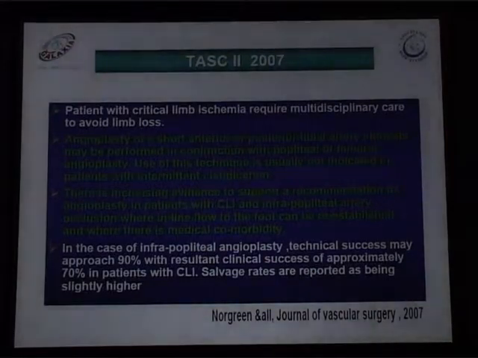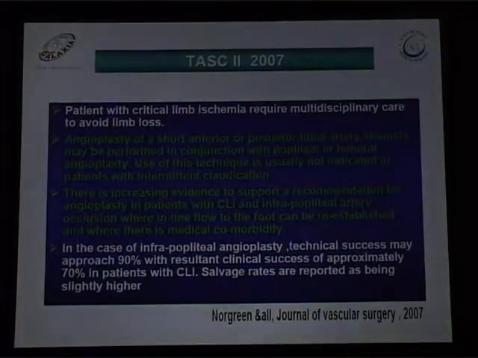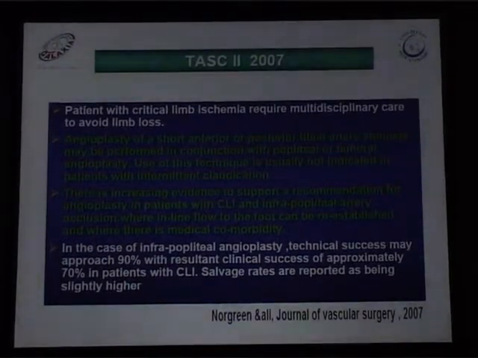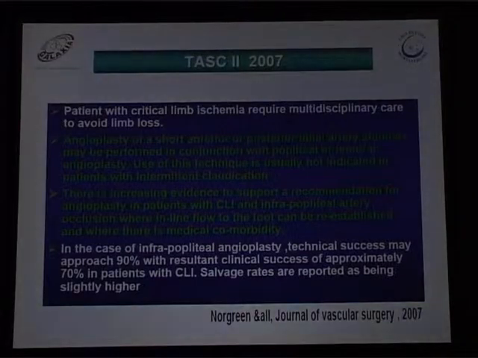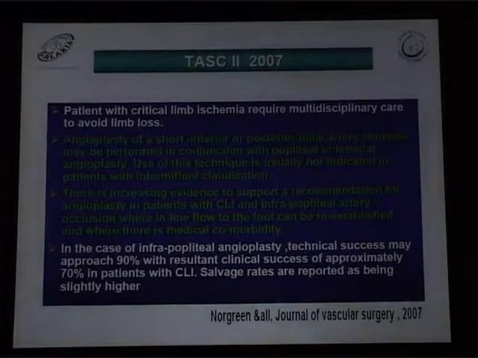What we have from TASC guidelines nowadays: patients with critical limb ischemia require multidisciplinary care to avoid limb loss. Angioplasty of a short anterior or posterior tibial artery stenosis may be performed in conjunction with popliteal or femoral angioplasty. Use of this technique is usually not indicated in patients with intermittent claudication. There's increasing evidence to support a recommendation for angioplasty in patients with CLI and infrapopliteal artery occlusion, where inline flow to the foot can be reestablished and where there's medical comorbidity.